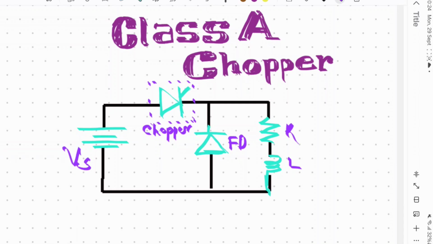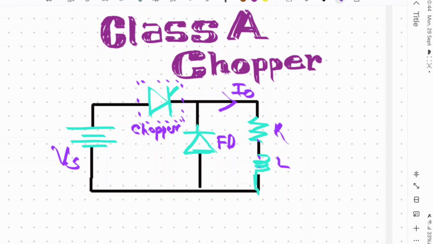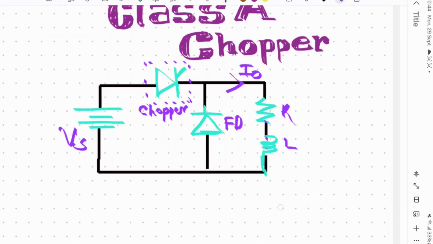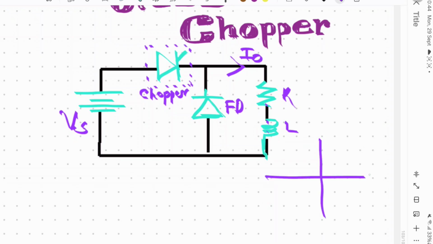When the switch is on, for the positive half cycle, when the triggering pulse, the gate pulse, is given to the chopper or this thyristor, it will be in forward bias, then the current I0 will flow through the load. Class A chopper operates in the first quadrant in the VI plane. Both voltage and current are positive, so power always flows from source to load.